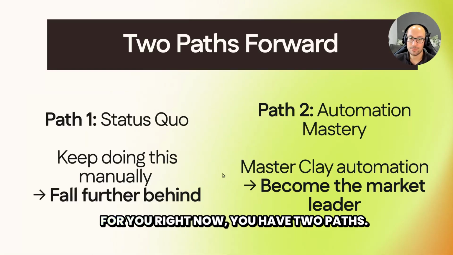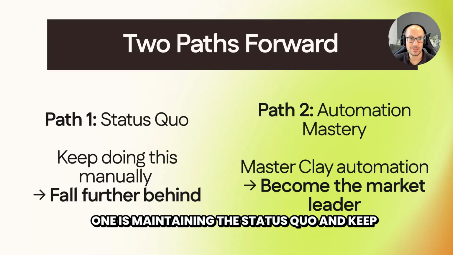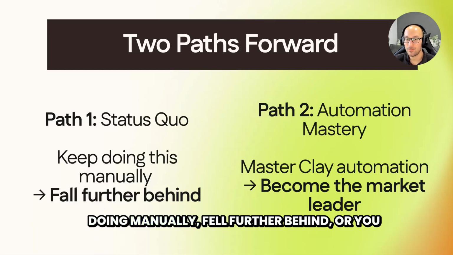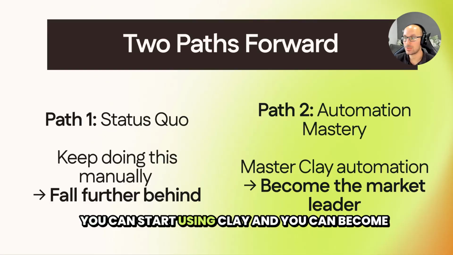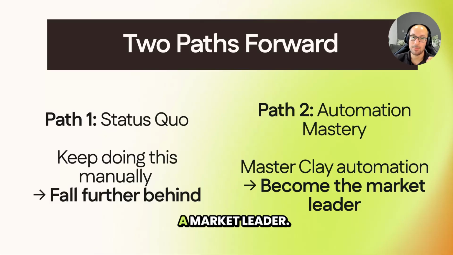So for you, right now, you have two paths. One is maintaining the status quo and keep doing things manually, falling further behind, or you can start investing time into learning how you can automate. You can start using Clay, and you can become a market leader.